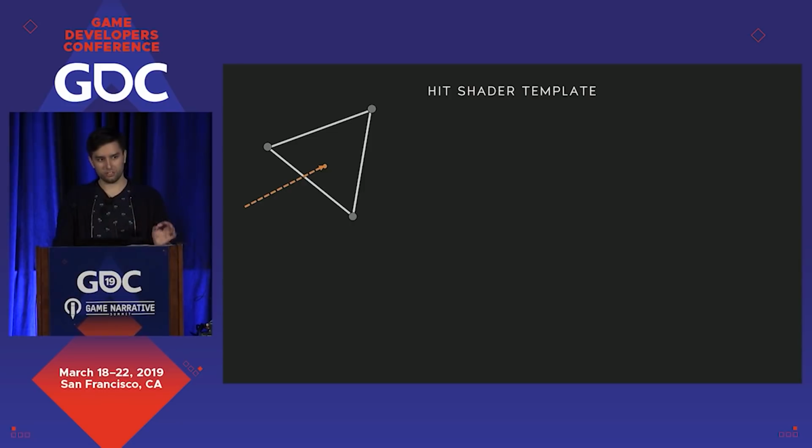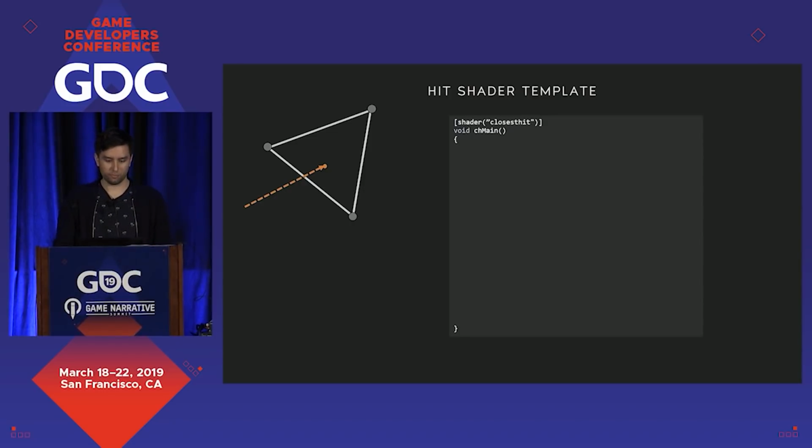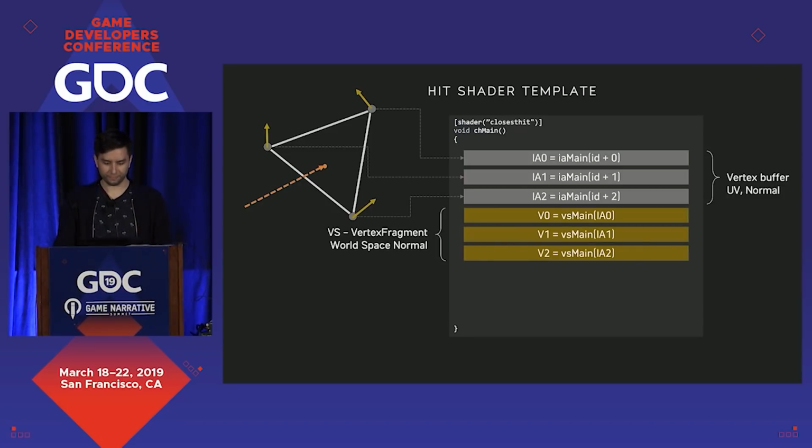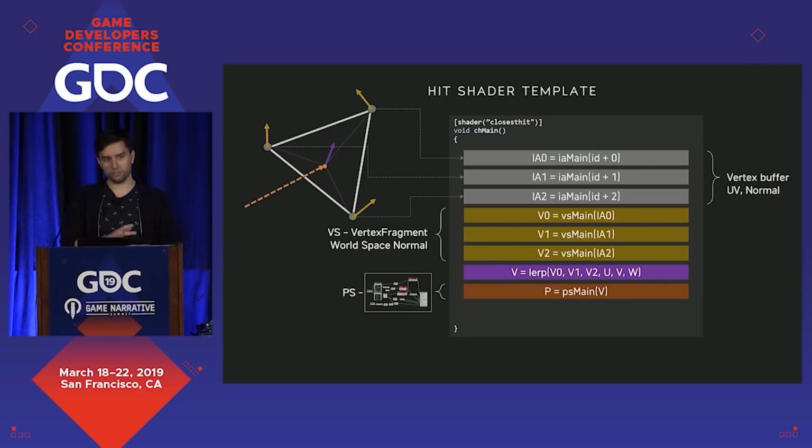So this is our basic hit shader template in ray tracing. We have a hit shader, and on ray intersection, we need to unpack the vertex data of the triangle that we hit: vertex buffers and UVs. Then we run the vertex shader 3 times, once for each vertex, to transform to world space, for instance, or have a vertex shader fragment that can do anything an artist arbitrarily defined it to do. Then we interpolate the results, pass that to the shader graph, and write the resulting output to a payload, and that's it.